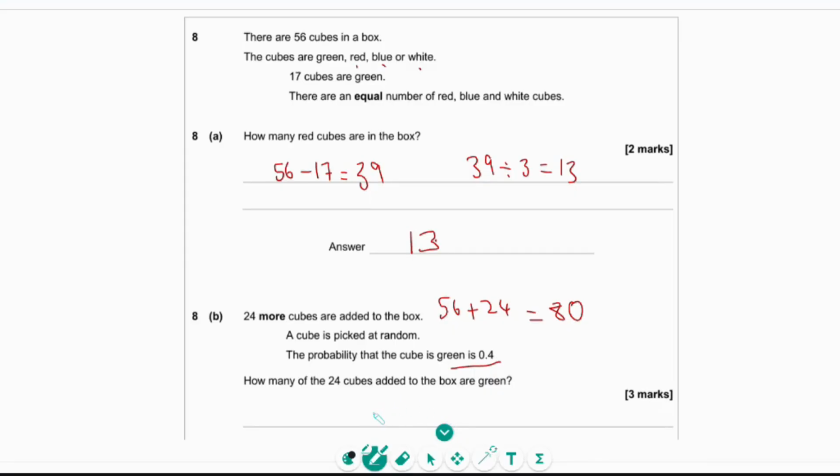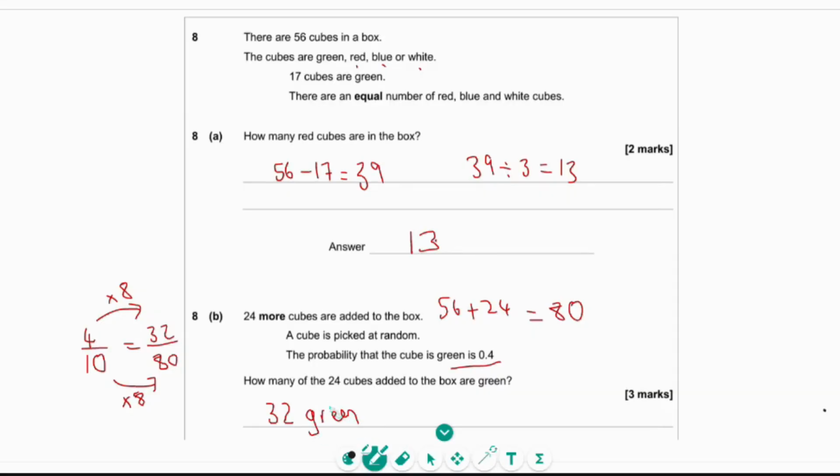Okay, so the probability that the cube is green is 0.4. 0.4 as a fraction is 4/10. So 4 in every 10 of the cubes are green. So out of 80 cubes though, how many green cubes are there in total? 10 times 8 is 80. 4 times 8 is an equivalent fraction, so we need to multiply the denominator and numerator by the same thing, as 32. So I know there are 32 green cubes in total.